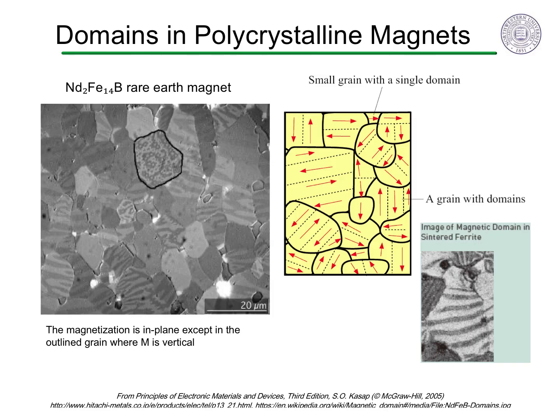A polycrystalline magnetic sample will generally have domain boundaries as well as grain boundaries, particularly in large grains. The striped domains are visible using a Kerr microscope. The magnetization of most of these domains is in plane, like in the schematic, except for the outlined grain where M is vertical. Grain boundaries will also aid at pinning domain walls, hindering their movement.